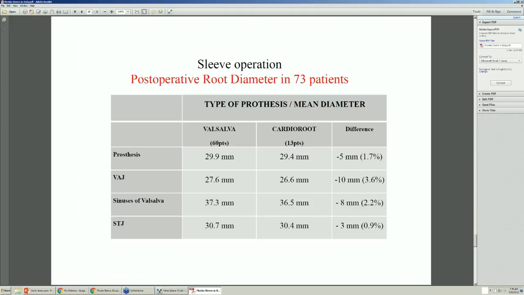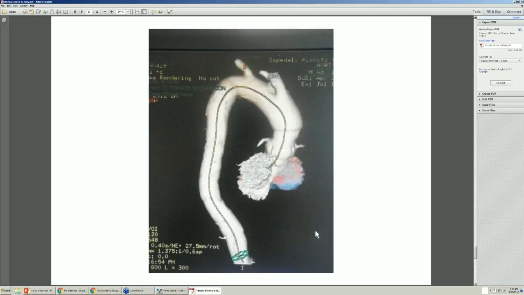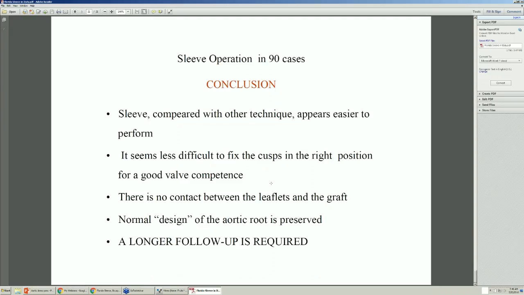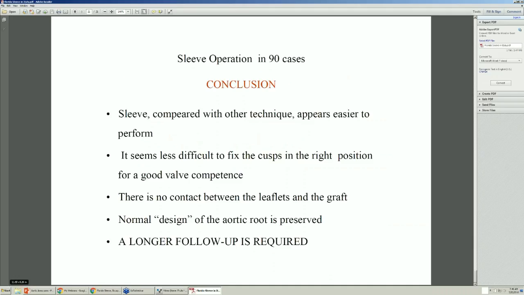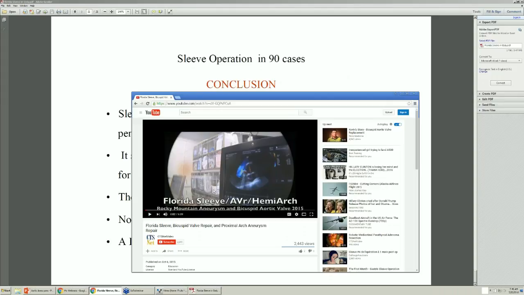So let's take a look at this. And there's the sizes. And there's showing the aorta that was modeled with a CT scan. And the sleeve, compared with other techniques, appears easier to perform. It seems less difficult to fix the cusp in the right position for a good valve confidence. No contact between the leaflets and the graft. A normal design of the aortic root is preserved. A longer follow-up is required, and they don't have that. But that's what they're saying. So then we've got actually a little picture of the Florida sleeve being performed. And let me see if we can play this.